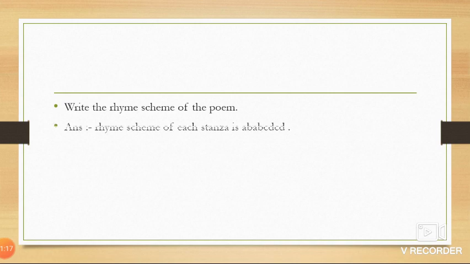Now let's go to the next question. Write the rhyme scheme of the poem. Answer: the rhyme scheme of each stanza is A B A B C D C D. I will tell you the first stanza's rhyme scheme. Fair, fair A; grace B; hair A; fair, hair; grace, face; glad, glad, along song. So it is alternating, therefore A B A B C D C D is coming like this.